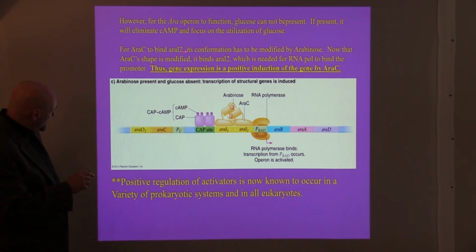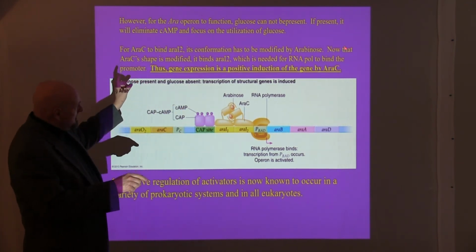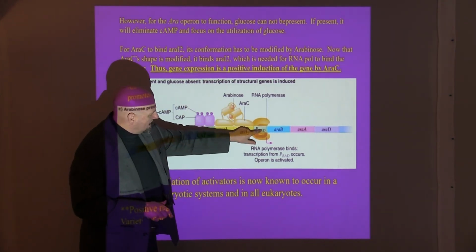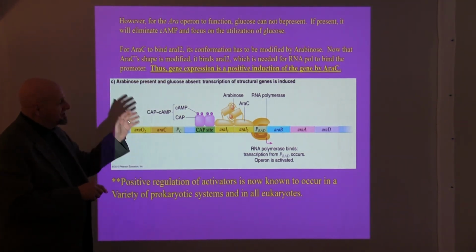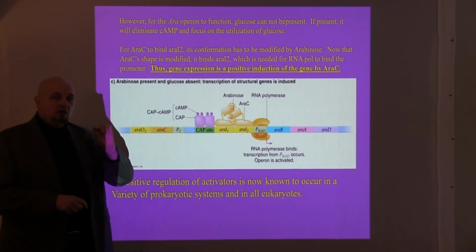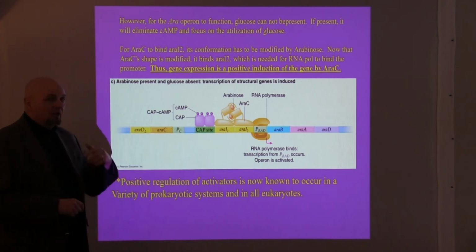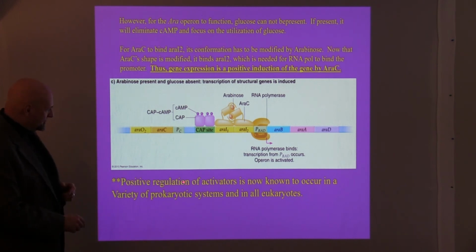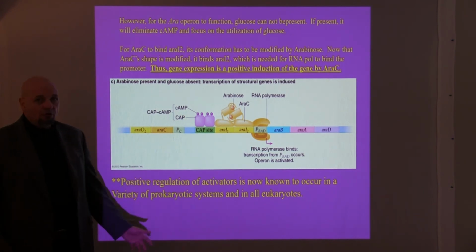So for AraC to bind to araI2, its conformation has to be modified by arabinose. All right. Now that AraC's shape is modified, it binds to araI2, which is needed for RNA polymerase to come in so that you can get the promoter to be activated. So thus the gene expression is a positive induction of gene expression. It's not a removal of a negative factor, it's an induction of gene expression, and that's where there was a contradiction to what Jacob and Monod were talking about. So positive regulation by activators is now known to occur in a variety of prokaryotic systems and in all eukaryotes.